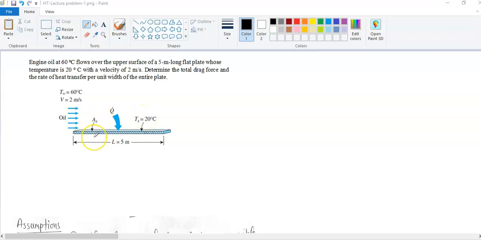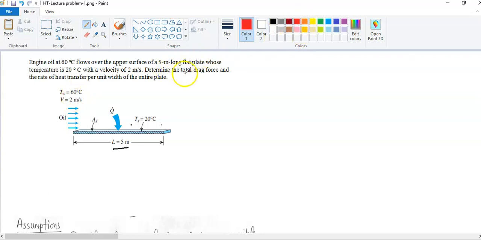You see the As. This is actually the surface area, and Q is what we need to calculate, the heat transfer rate. So here, what sort of information do we know? We know the length of the plate. We know the surface temperature. We know the free stream velocity and atmospheric temperature.